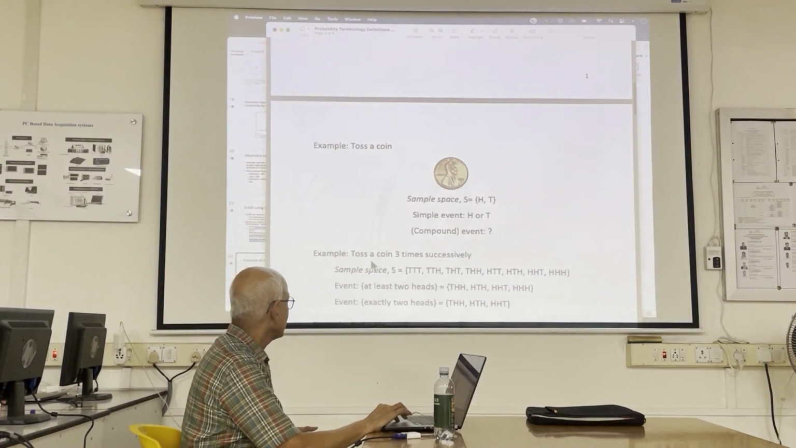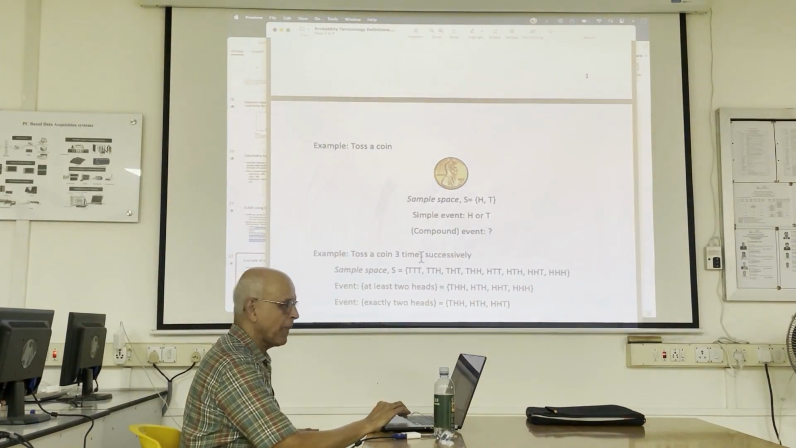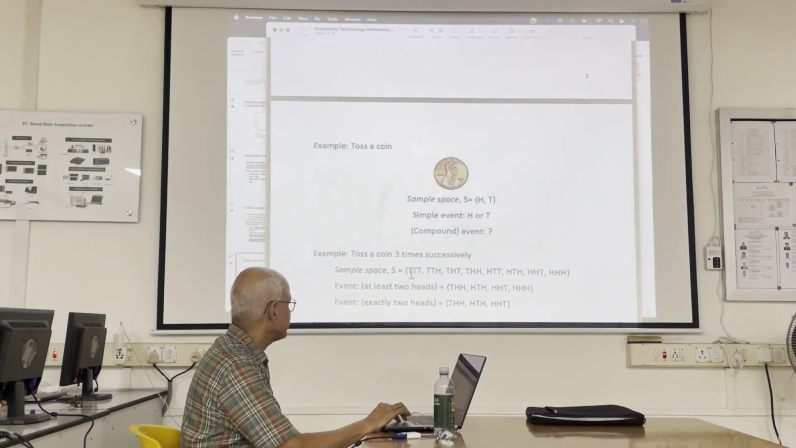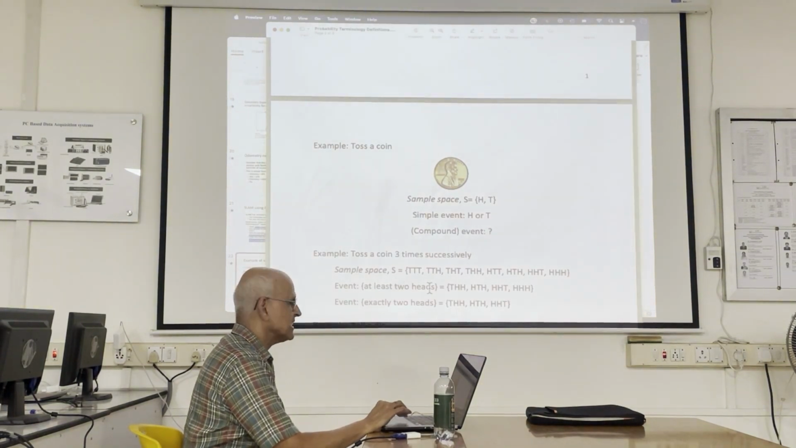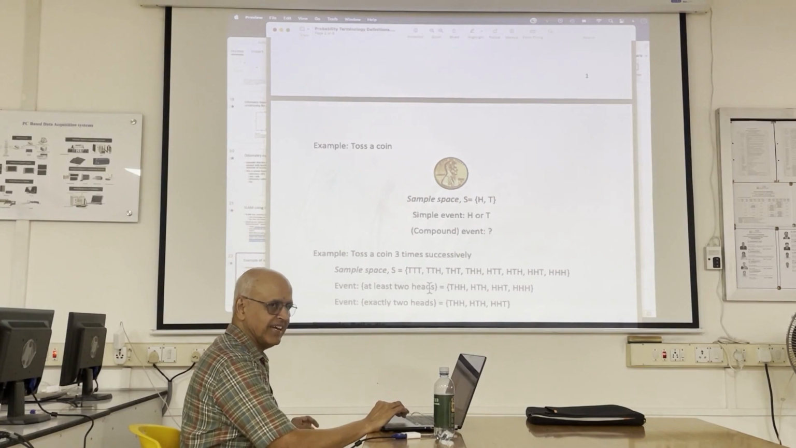Examples are the following. Tossing a coin, there is no compound event because it's either heads or tails. But tossing a coin 3 times, these are the outcomes now, right? There's no other possibility. TTH means tails, tails, heads, and so on. The event at least 2 heads would count as a compound event.